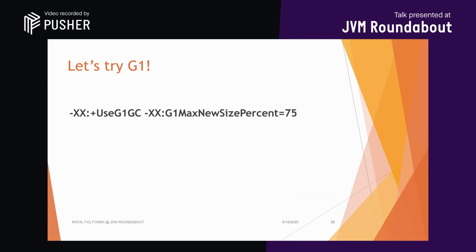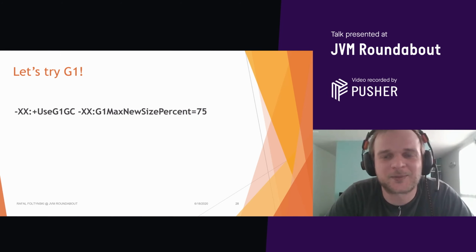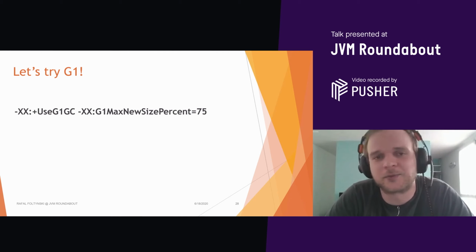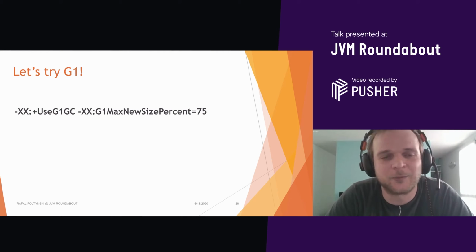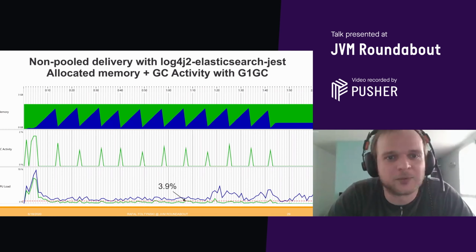So let's see how the actual garbage collection looks like. Let's try G1, because everyone likes G1, right? I've set the new size percent to 75 just to have both pooled and non-pooled runs behave more or less the same way. And non-pooled delivery took roughly 10 garbage collections to actually achieve the goal.